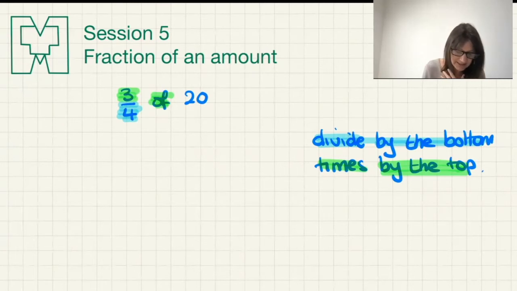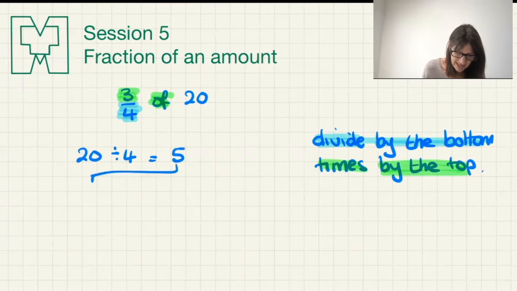So let's actually see this now as an example working. So I want 3/4 of 20. 3/4 of 20 means I want a fraction of it. I don't want it all, I just want a bit of it. So I know that my answer is going to be smaller when I've finished. So I'm going to take my total 20, divide it by the bottom, so divide it by 4. 20 divided by 4 is 5.